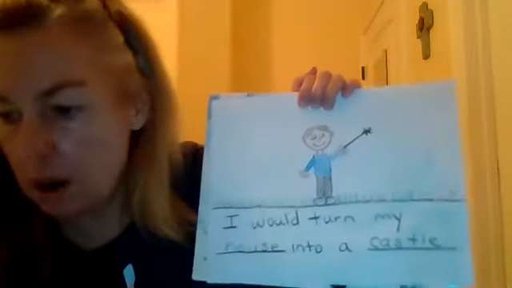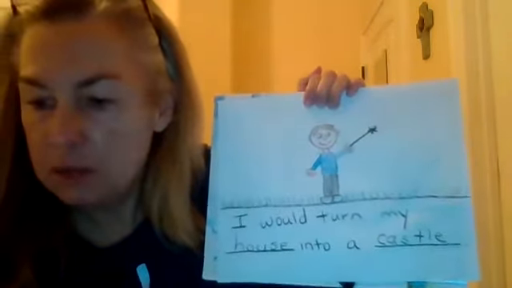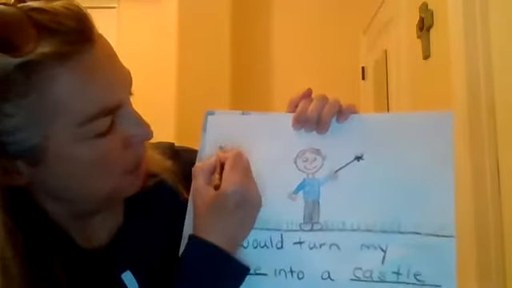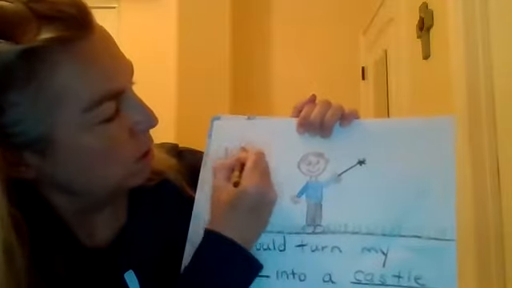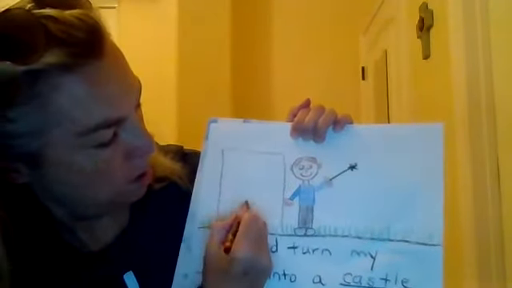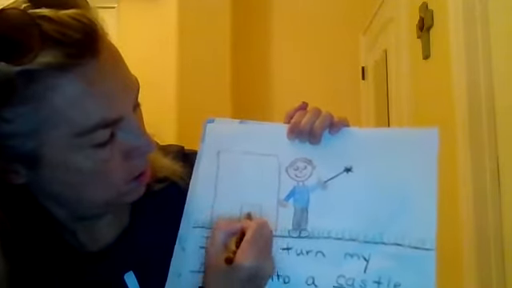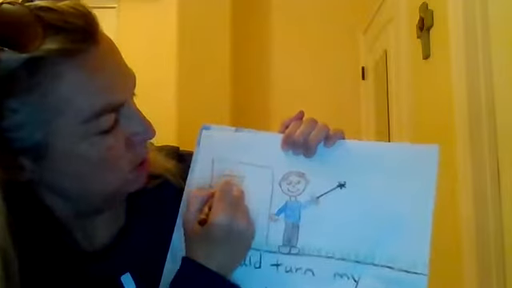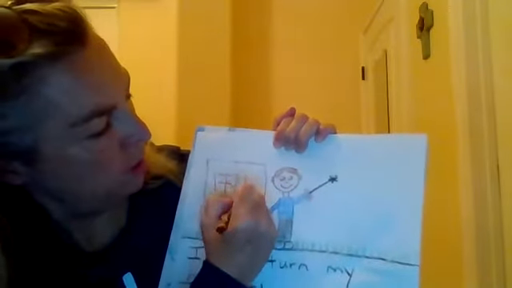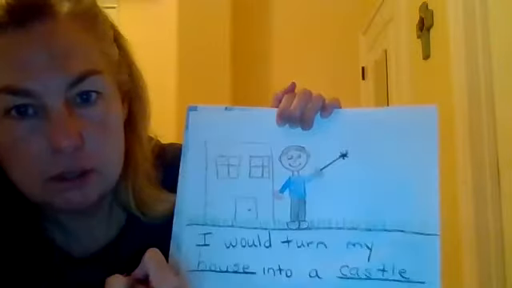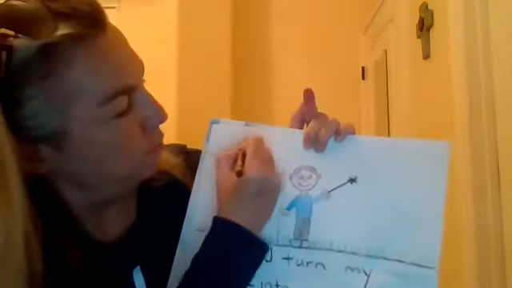So over here, I'm going to get different colors. If you don't have different colors, don't worry about it. But I am going to make a house over here, and it needs a door and a doorknob and some windows. And mine is not perfect, and yours does not have to be perfect. Just do your best. And what else does it need? Maybe a roof.